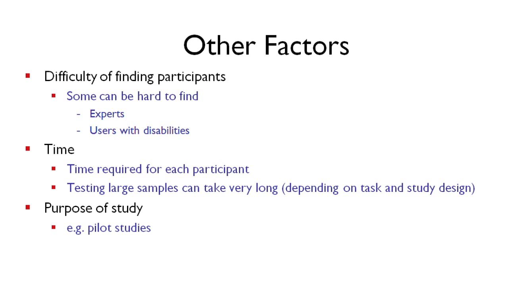Just some other general factors that influence your selection of participants and how many participants you can include in your study. Time, for example, is a huge factor. If it takes very long, you just talked about this. If it takes 5 hours per participant to study something, you can't have hundreds of people because it's just not practical.